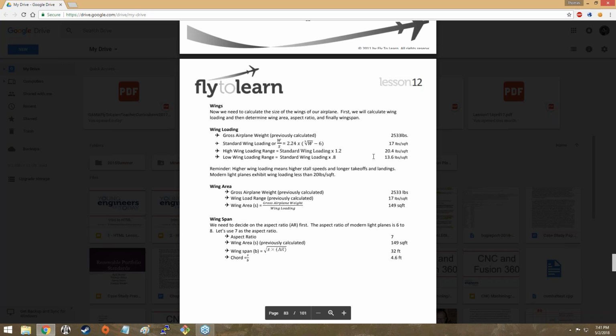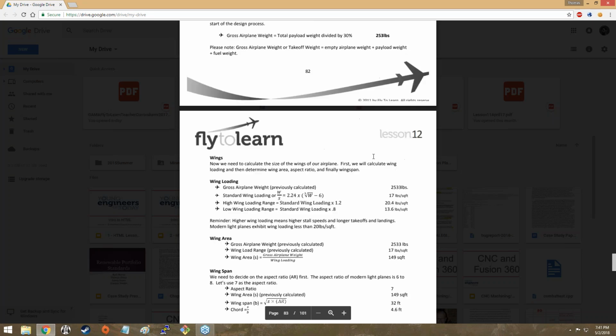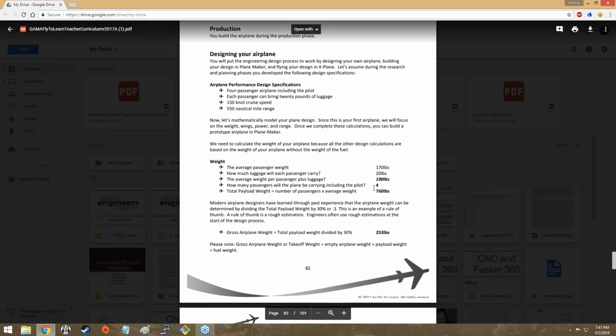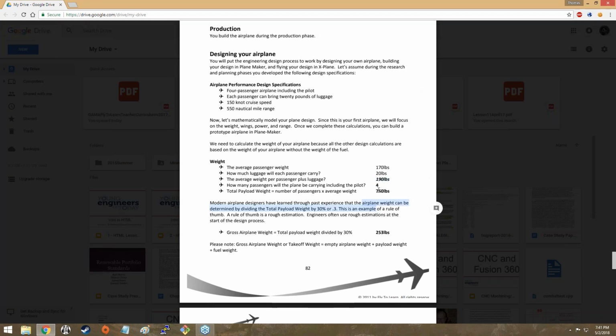Okay, so yeah, we start out with the gross weight of the plane. You get it by multiplying the average passenger weight, which is 190 pounds, by 2, since we have 2 passengers, which is 380 pounds. You divide that by 0.3 in order to get the gross airplane weight.